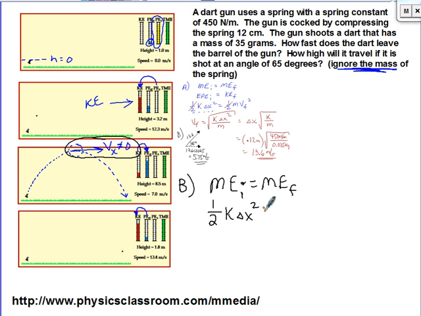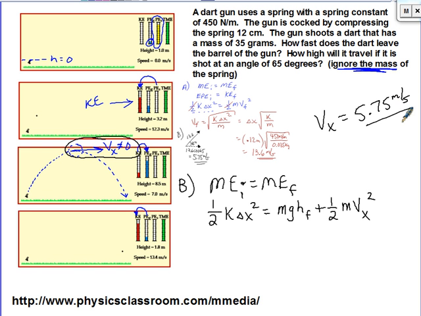I'm just going to say that that's the elastic potential energy that I had right before the dart was released. Now at the very top, I see that I have gravitational potential energy, so I'm looking for the height that the dart travels. But because the dart is still moving horizontally, it's going to have kinetic energy. I'm going to put that down as 1/2 m vx squared, where vx is the horizontal velocity that we calculated from before. It's going to retain that. As you hopefully recall, the horizontal velocity stays constant during projectile motion, so it still has some kinetic energy.